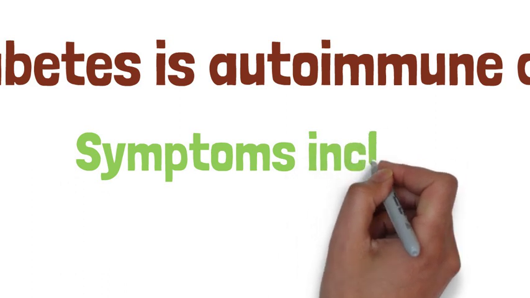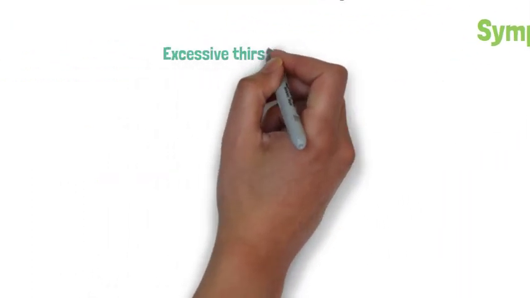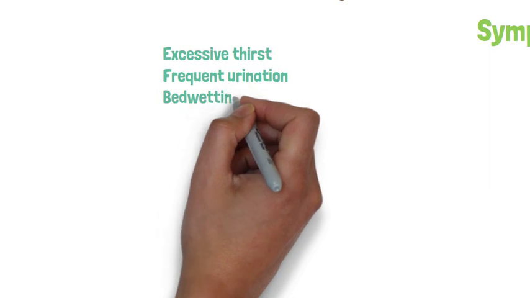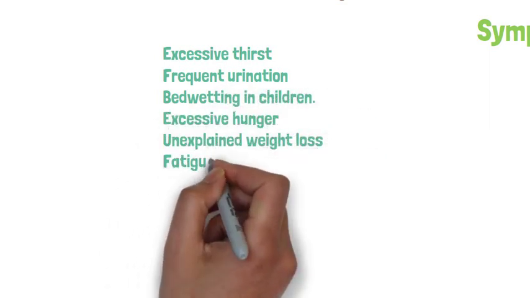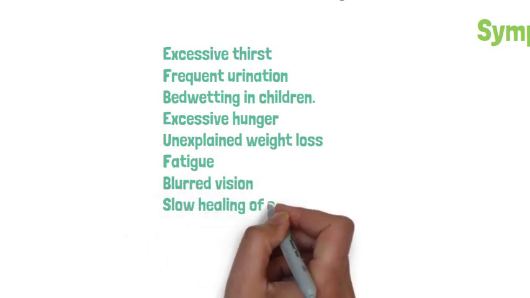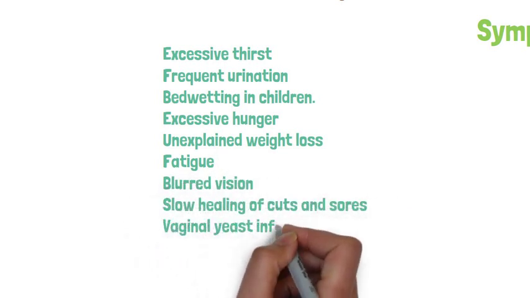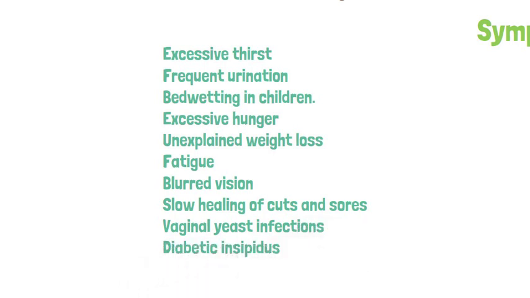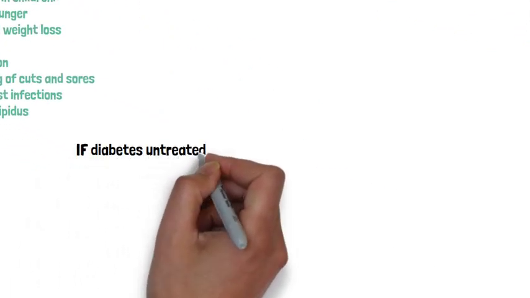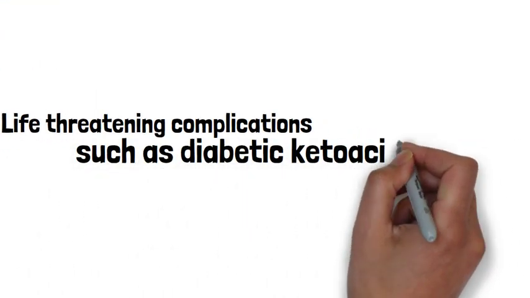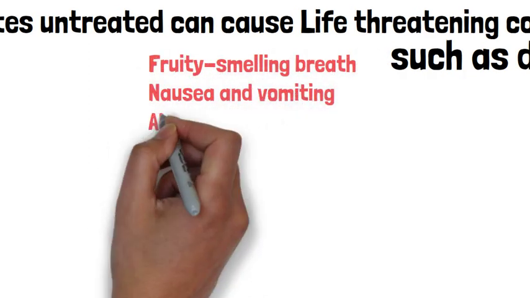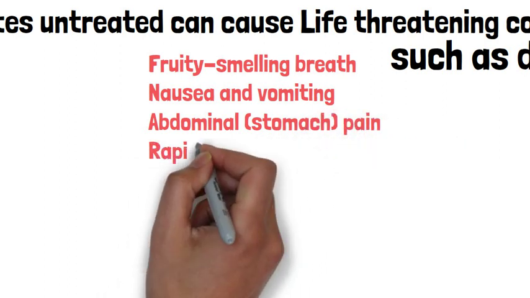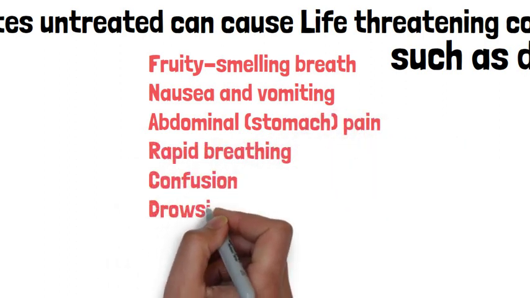Various symptoms arise at the start of type 1 diabetes: excessive thirst, frequent urination, bedwetting in children, excessive hunger, unexplained weight loss, fatigue, blurred vision, slow healing of cuts and sores on hands or feet, vaginal yeast infection, diabetes insipidus. If untreated, diabetes can cause life-threatening complications such as diabetic ketoacidosis, with symptoms like fruity-smelling breath, nausea and vomiting, abdominal pain, rapid breathing, confusion, drowsiness, and loss of consciousness.